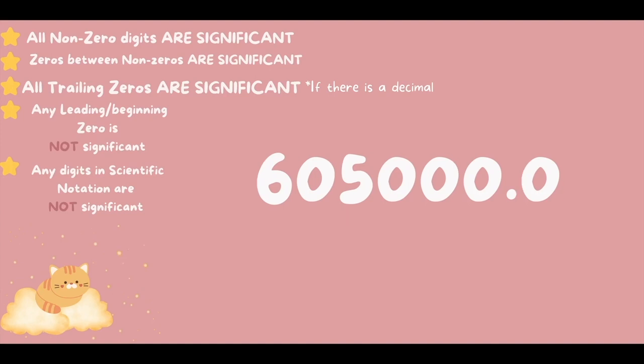Next, we have another one that's very similar, 605000.0. How many sig figs can you count here? We have 7 significant figures here. I added the decimal point just to show you that the trailing zeros all count even if they're separated by a decimal point.